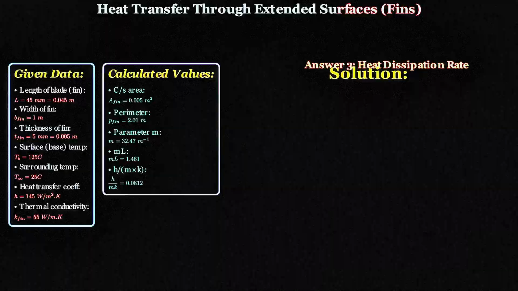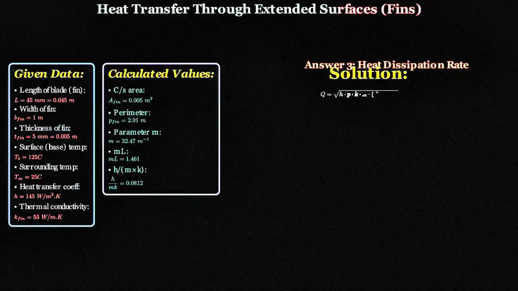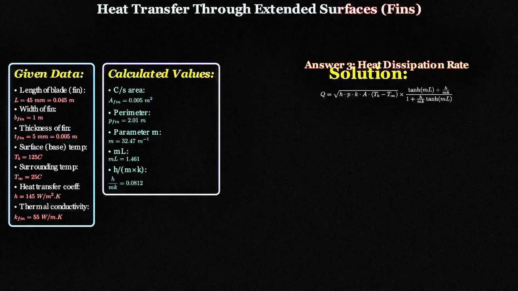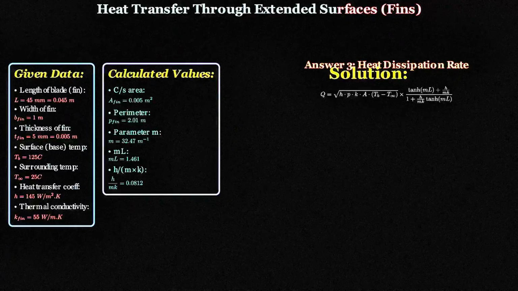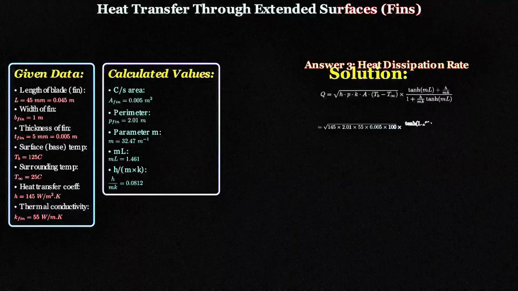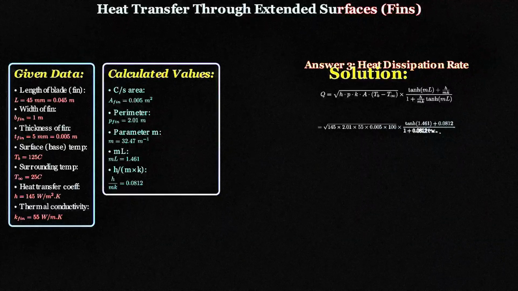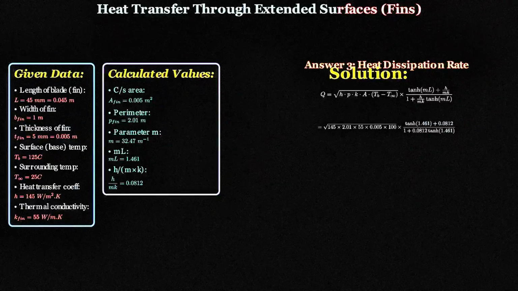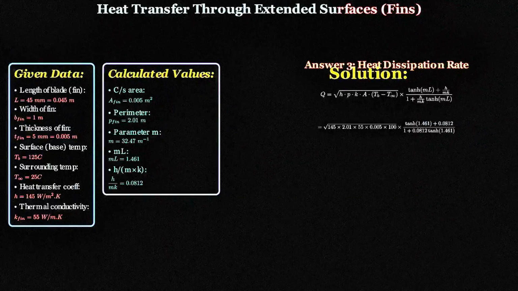For a short fin with convective heat loss at the end, the heat transfer rate is given by Q equals the square root of h times P times k times A times (T_b − T_∞), multiplied by the correction factor, which is [tanh(mL) + h/(mk)] all divided by [1 + (h/(mk)) times tanh(mL)].